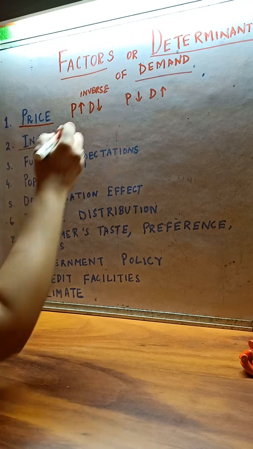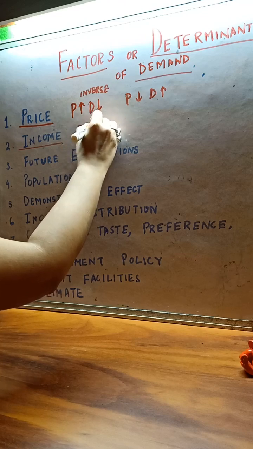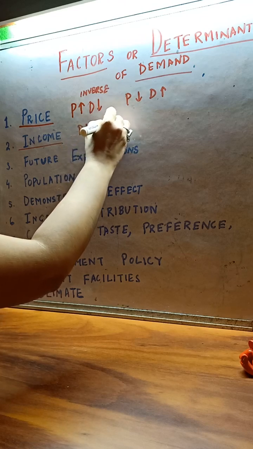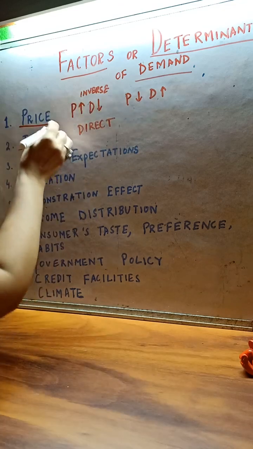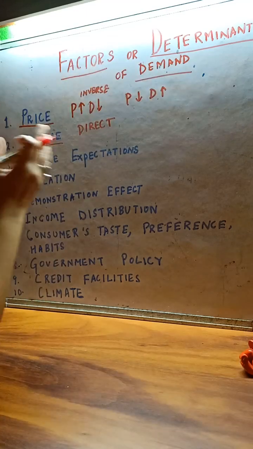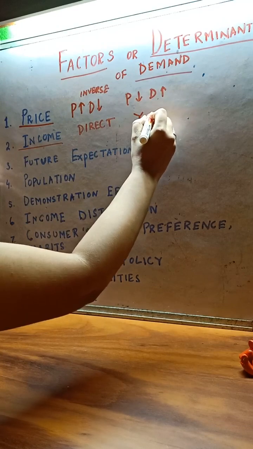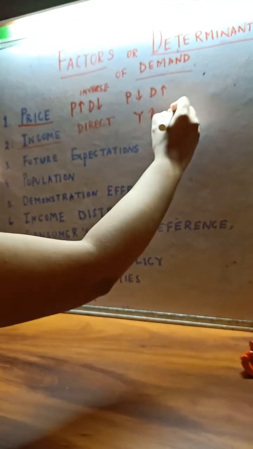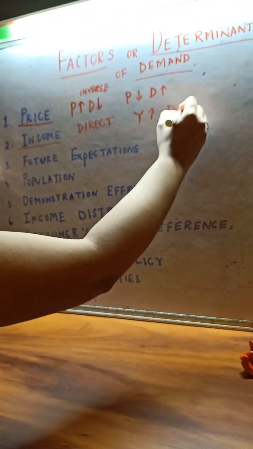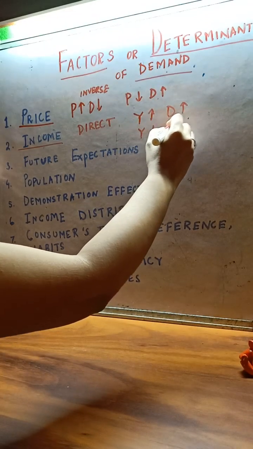Income is directly related to the demand of a commodity. There is a direct relationship between these two elements, that is the variables of income and demand. So they are directly related. Income is denoted by Y in economics. If Y rises, then demand also rises. If Y falls, the demand also falls.